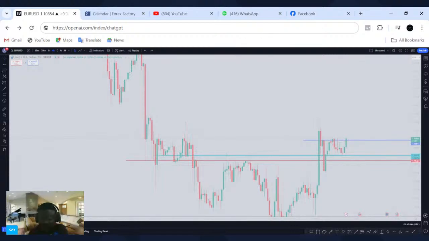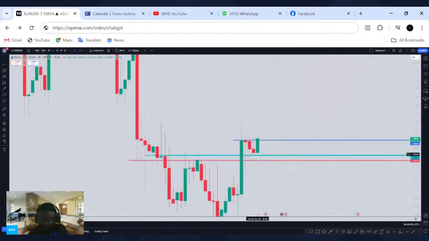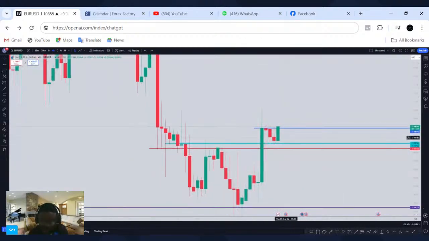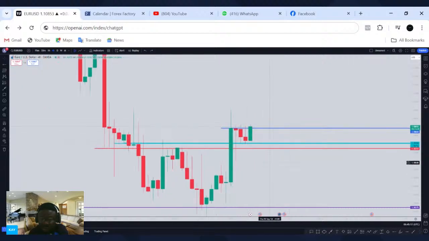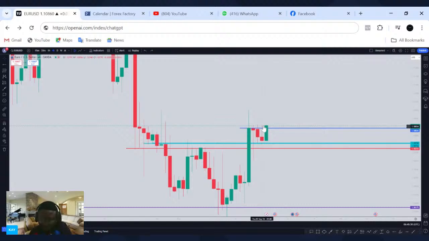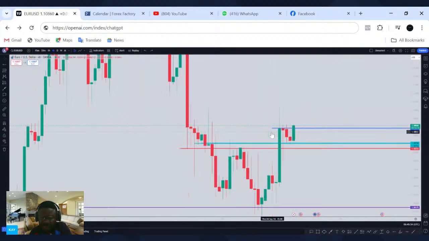I'll wait, because the chances of this candle retracing are very high. Let me remove my glasses and see. Yeah, the chances of this candle retracing are very high. So now the tip of the previous candle has been broken.